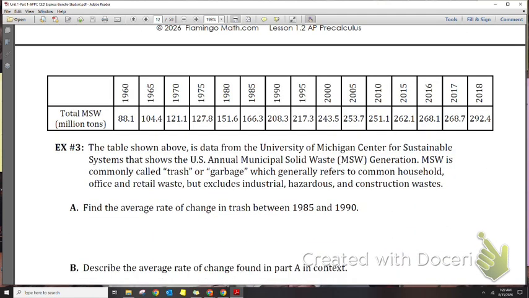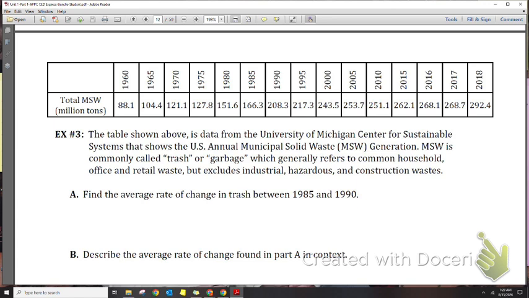All right, in example 3, it says the table shown above is data from the University of Michigan Center for Sustainable Systems. It shows the U.S. Annual Municipal Solid Waste, or MSW, generation. MSW is commonly called trash or garbage, which generally refers to common household, office, and retail waste, but excludes industrial, hazardous, and construction waste. A says find the average rate of change in trash between 1985 and 1990.